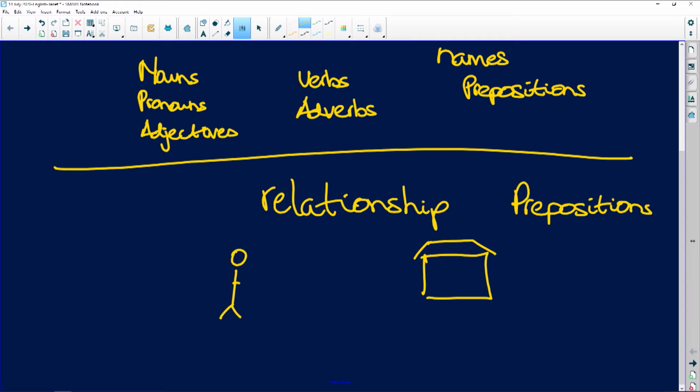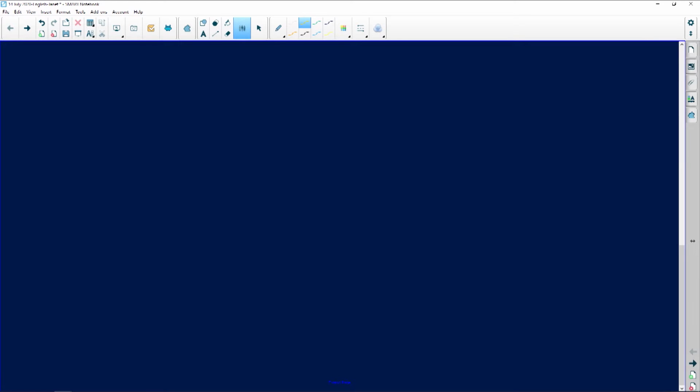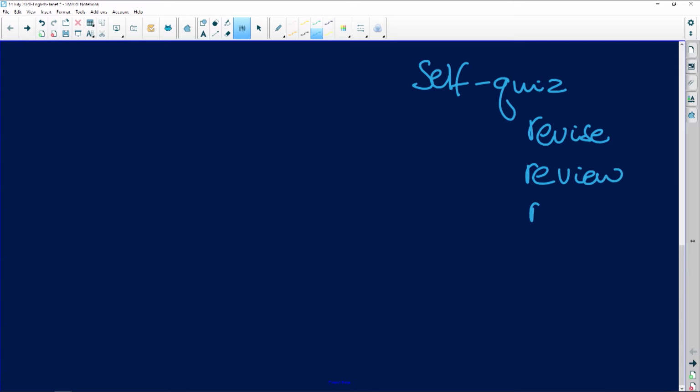So what we should really do is we should start by doing a self-test, a self-quiz, in order to revise and review and recall.